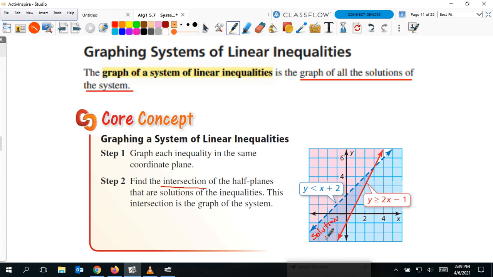Solution region is where the two shadings are overlapping. Okay, so that is the solution region is where the two shadings is overlapping.